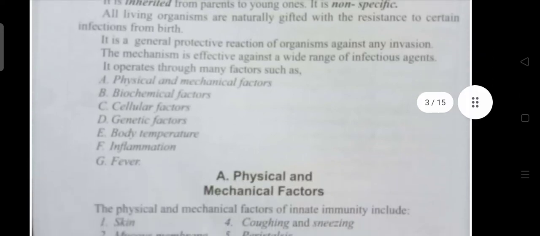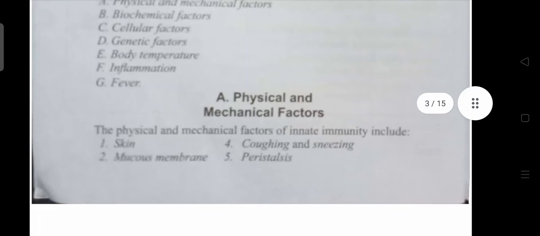It is a general protective reaction of the organism against any invasion, which I have told. The mechanism is effective against a wide range of infectious agents, and it operates through many factors, such as physical and mechanical factors, biochemical factors, cellular factors, genetic factors, body temperature, inflammation, and fever. We will be discussing them one by one in detail. Due to lack of time, I couldn't make a good PPT.